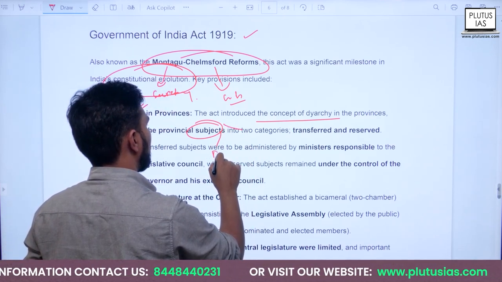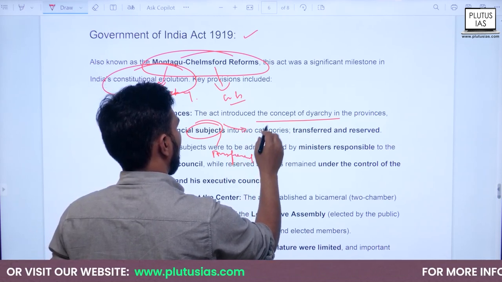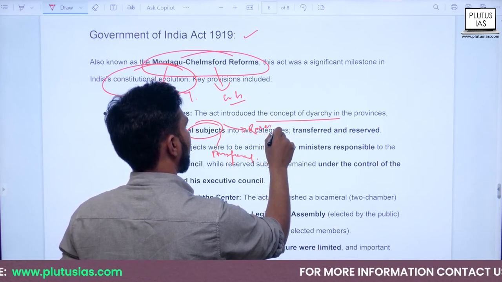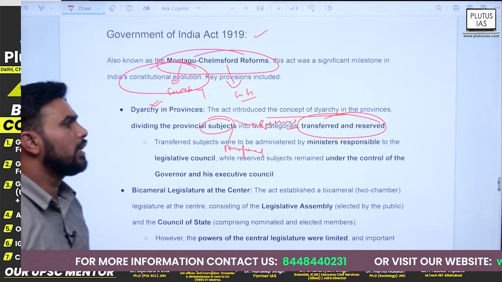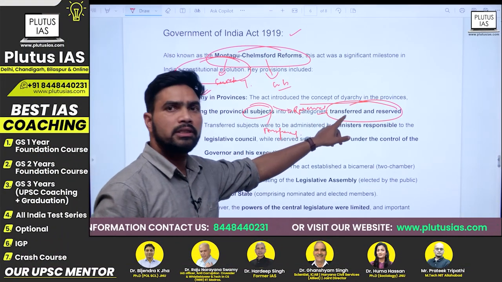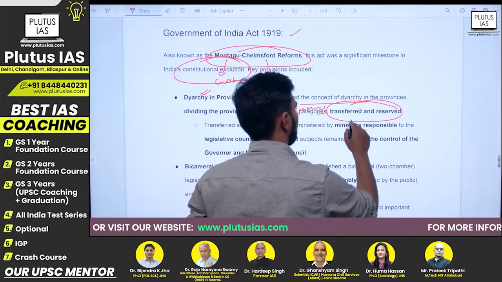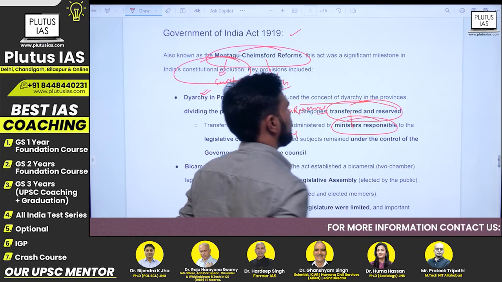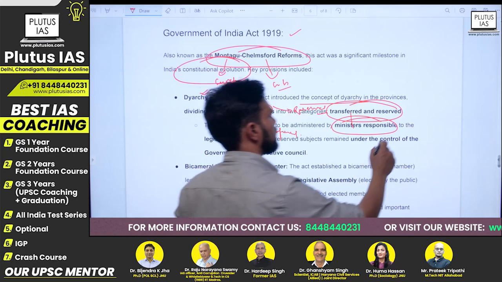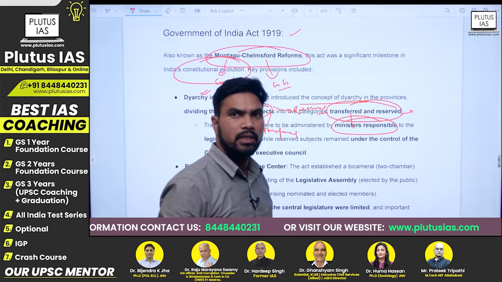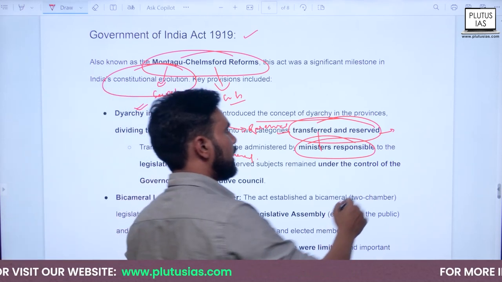The first one is transferred subjects, and the next one is reserved subjects. So basically the subjects have been divided into transferred subjects and reserved subjects. The transferred subjects means the subjects or the powers transferred to Indians. So the Indian ministers, non-official members, are responsible to administer these subjects. And the reserved subjects are the powers or the subjects that are retained by the official members, the Britishers.